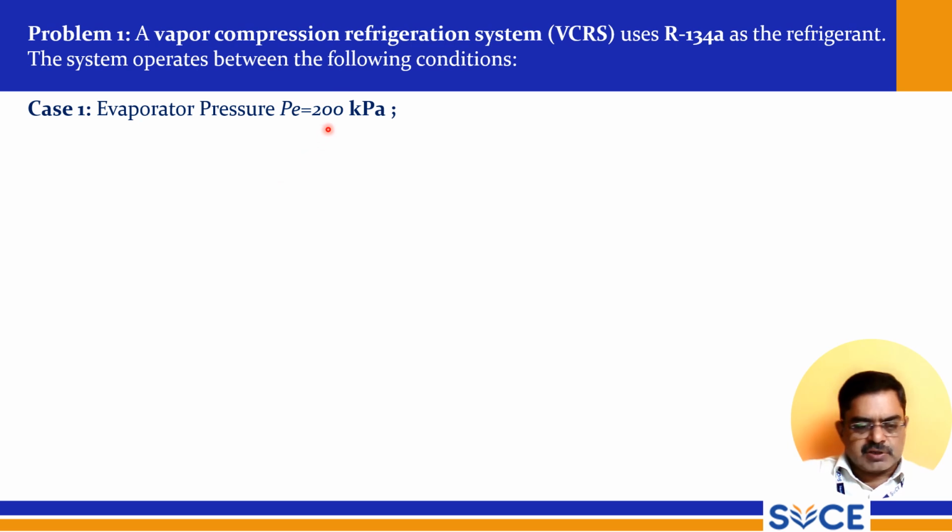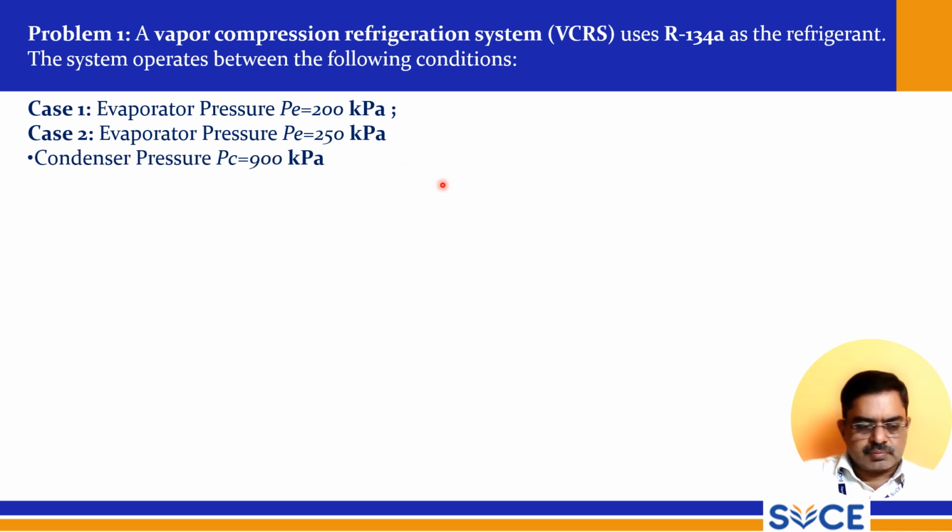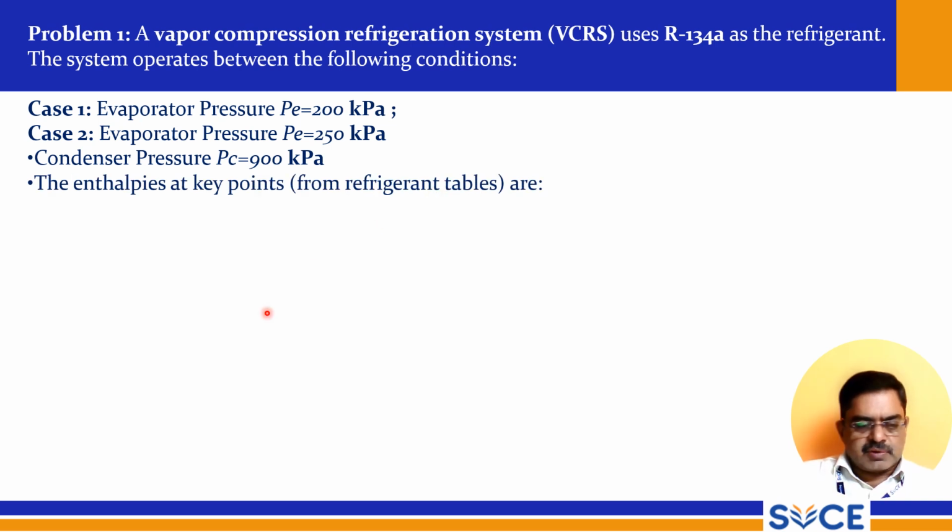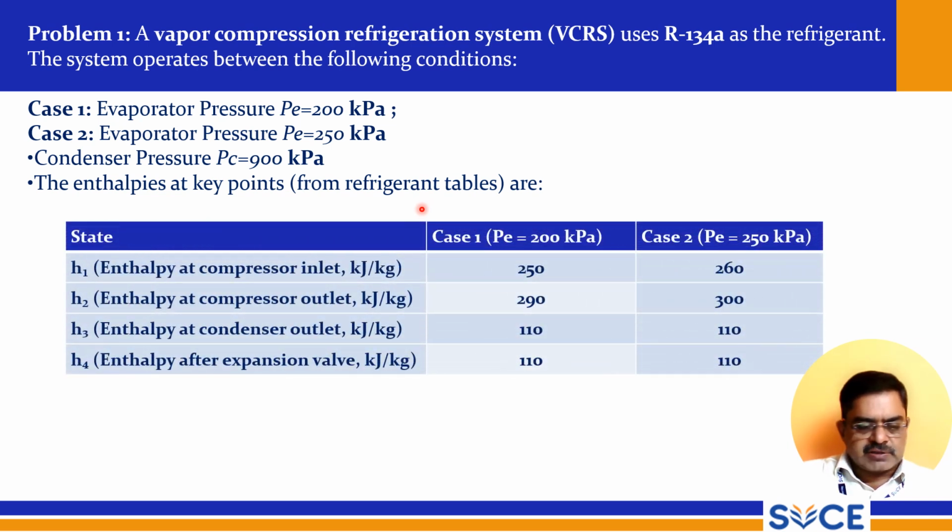Evaporator pressure is 200 kPa. So evaporator pressure is 200 kPa, that is the first case. In the second case, evaporator pressure is 250 kPa, and the condenser pressure PC is 900 kPa. So the enthalpies at key points we have to find from the refrigerant table.